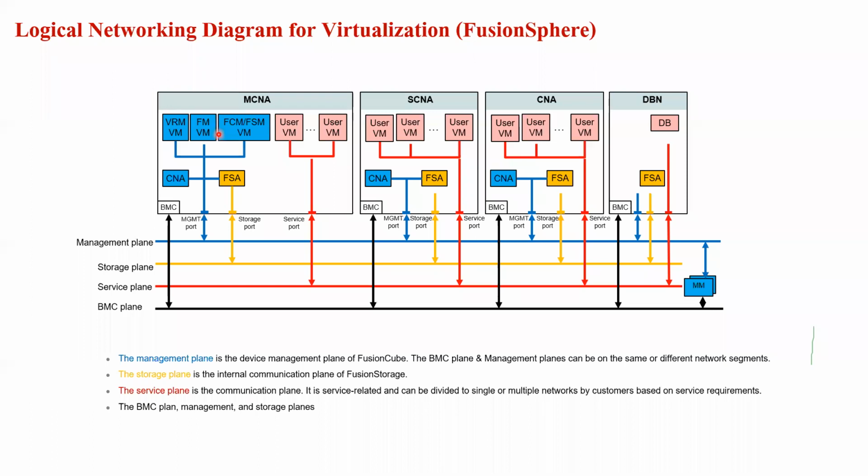The hosts will communicate with each other for the storage service over this network. So this network will not be allowed to the customer network. This is the internal network of the FusionCube. The service plane might be a separate network as per the infra requirement. This is actually where we will provision the user VM. Okay, so the service plane might have a different subnet. The last one is the BMC plane.